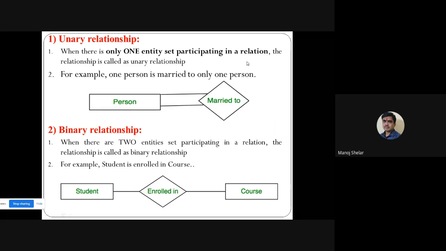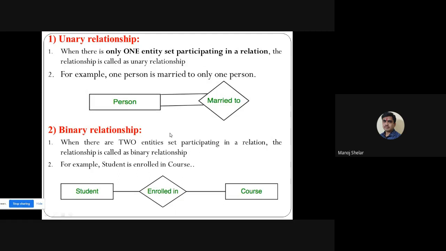A simple example of the unary relationship: person is one entity and married to is one relationship. Person married to person. Whom does a person marry? A person marries a person, right? So person is one entity, married to is a relationship, so person married to person. This is a simple unary relationship.